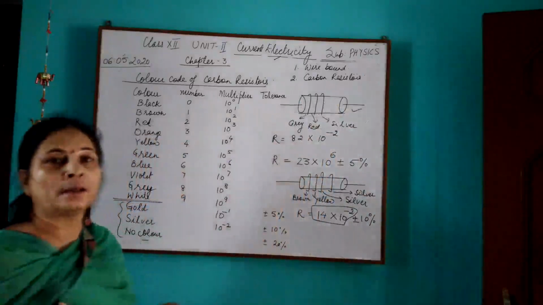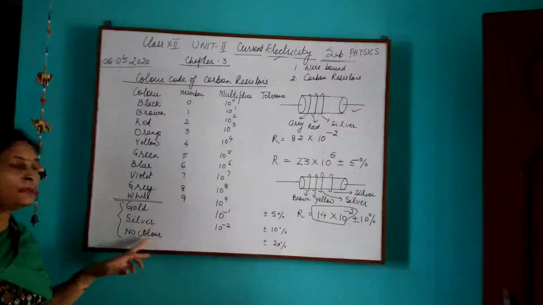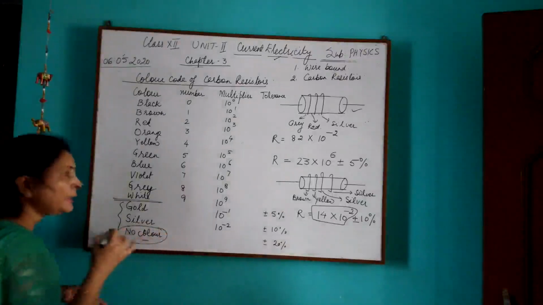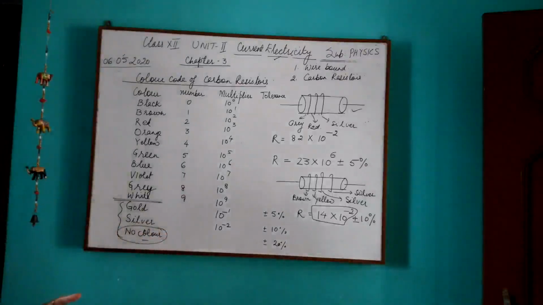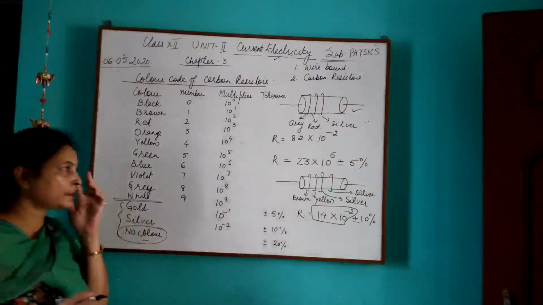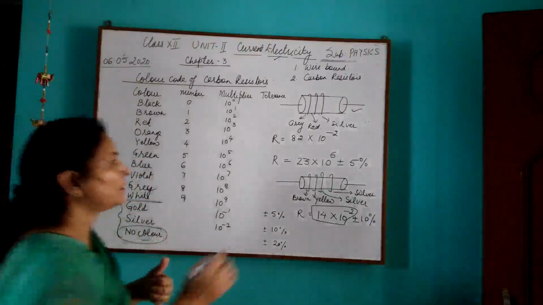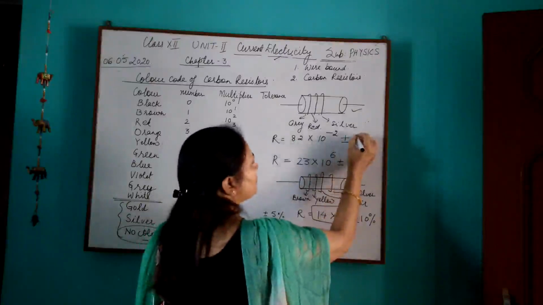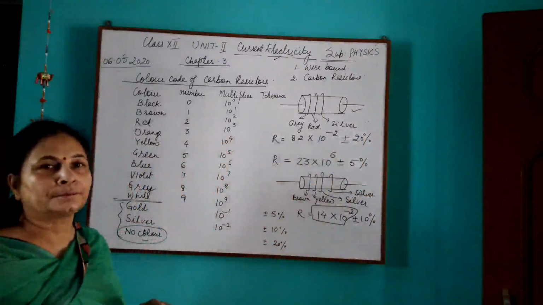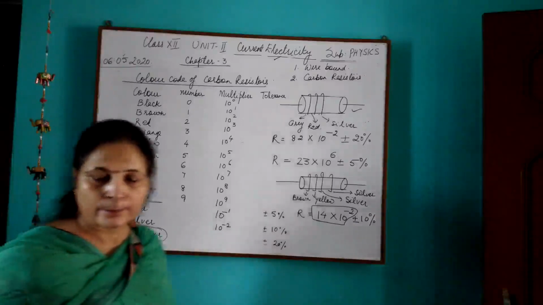and there is no color. No color means there is no fourth ring. This no color will be only there for the fourth ring. You will have at least 3 rings on the resistor. So this no color is applicable only when the fourth ring is absent. So this is going to give me plus minus 20%. So in this way, you can find out the value of the resistor.